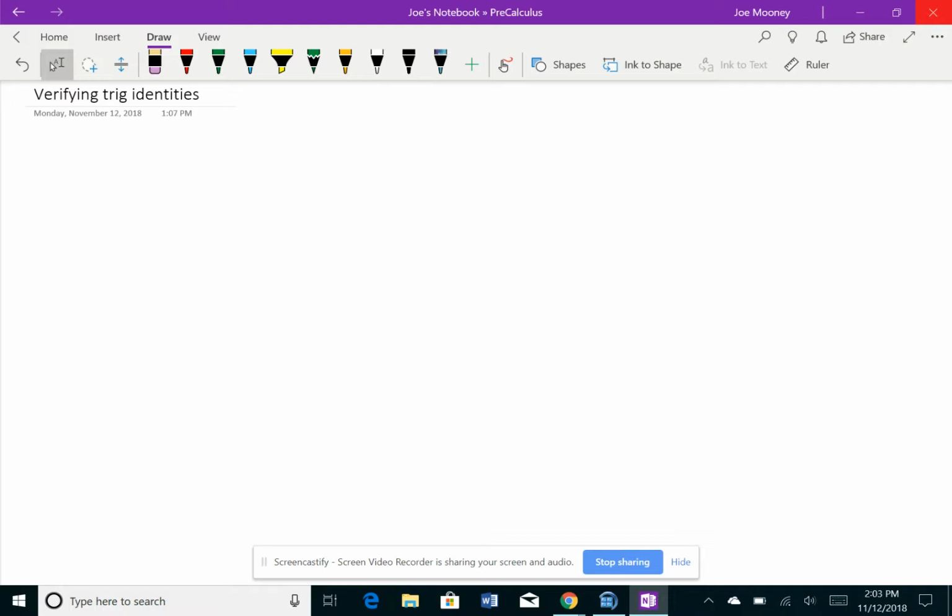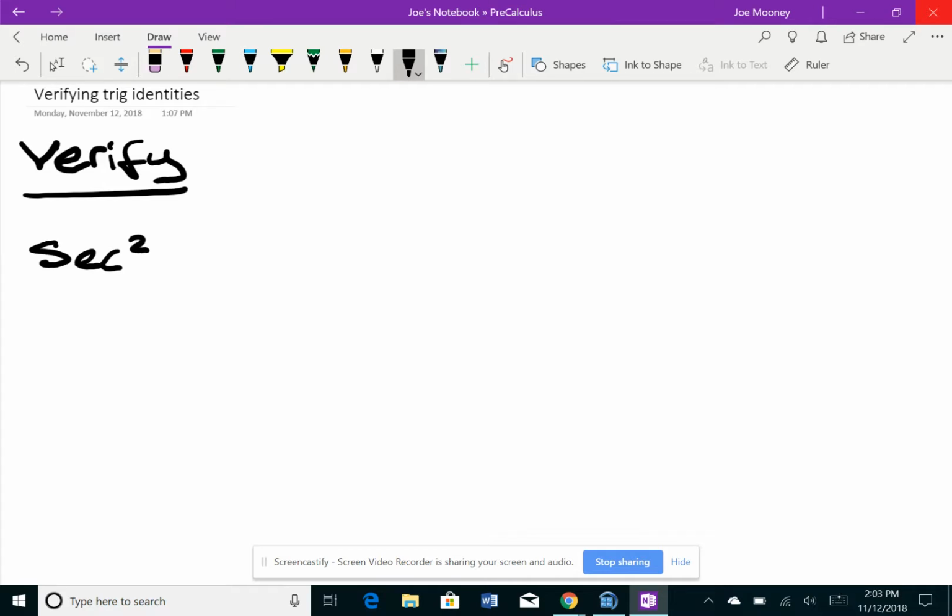So let me give you a start off. So you are going to verify. So your instruction would be verify. And what you are to verify is secant squared, let's use alpha, secant squared alpha minus 1 over secant squared alpha is equal to sine squared alpha.